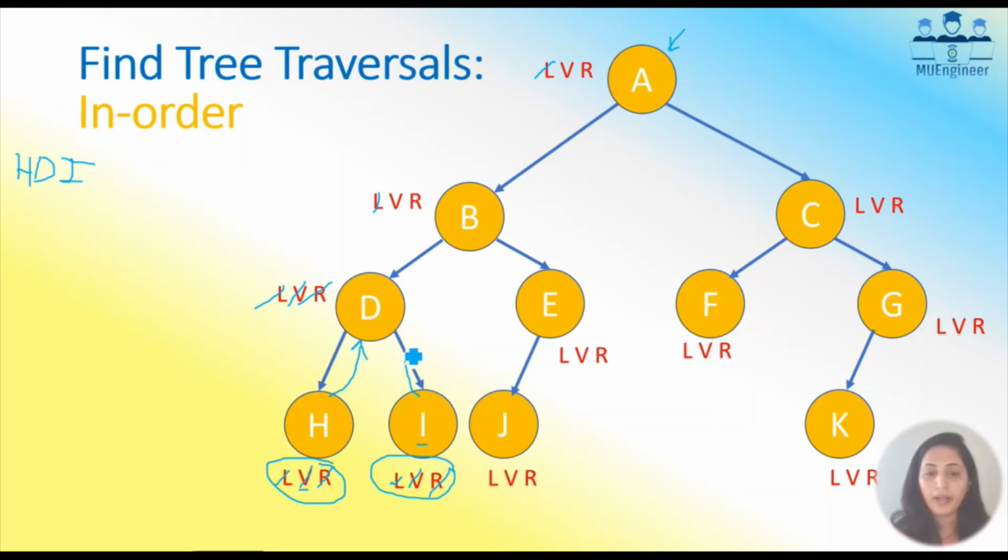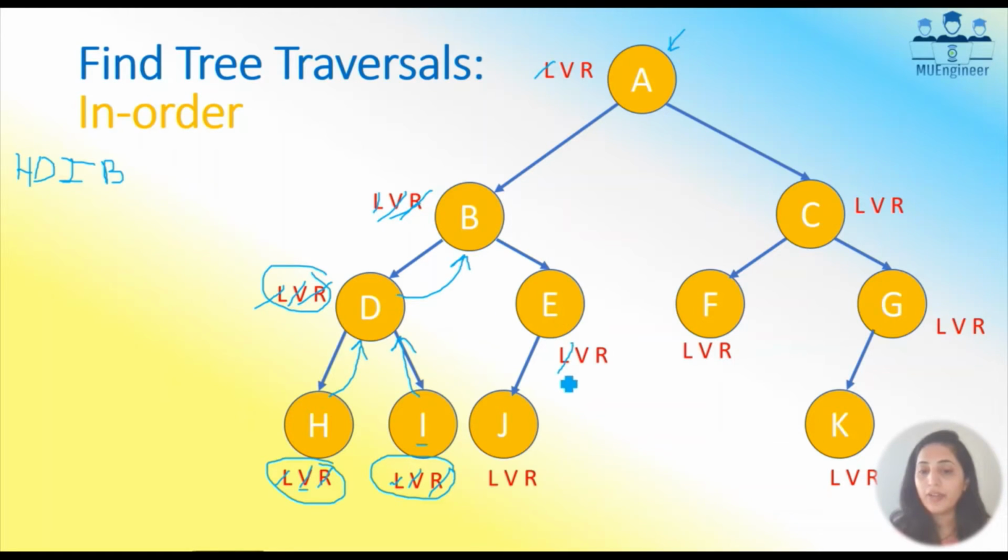I will go back to the parent. Now who is the parent? D. At D again we have done all the operations. So we go back to the parent. Who is the parent? B. B says visit node. So now I will be visiting the node B. Then it says go to the right child. So now I'm going to the right of B, and that is E.